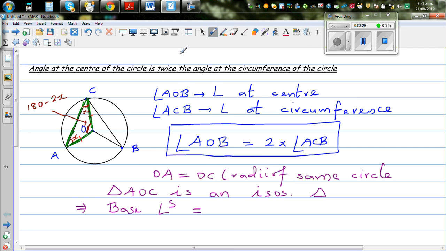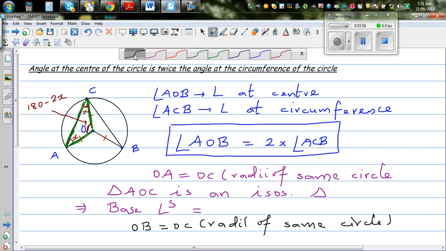In the same way, can I say OB is equal to OC? Yes, OB is equal to OC, the same logic, because they are radii of the same circle. So this triangle BOC is also an isosceles triangle.